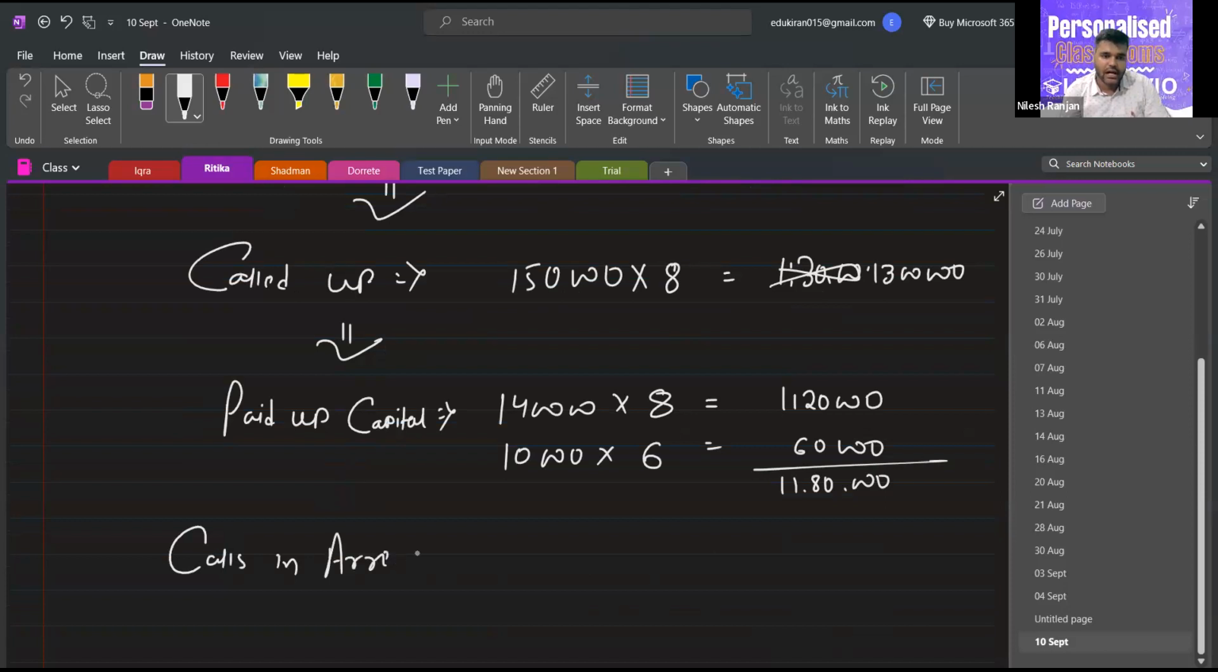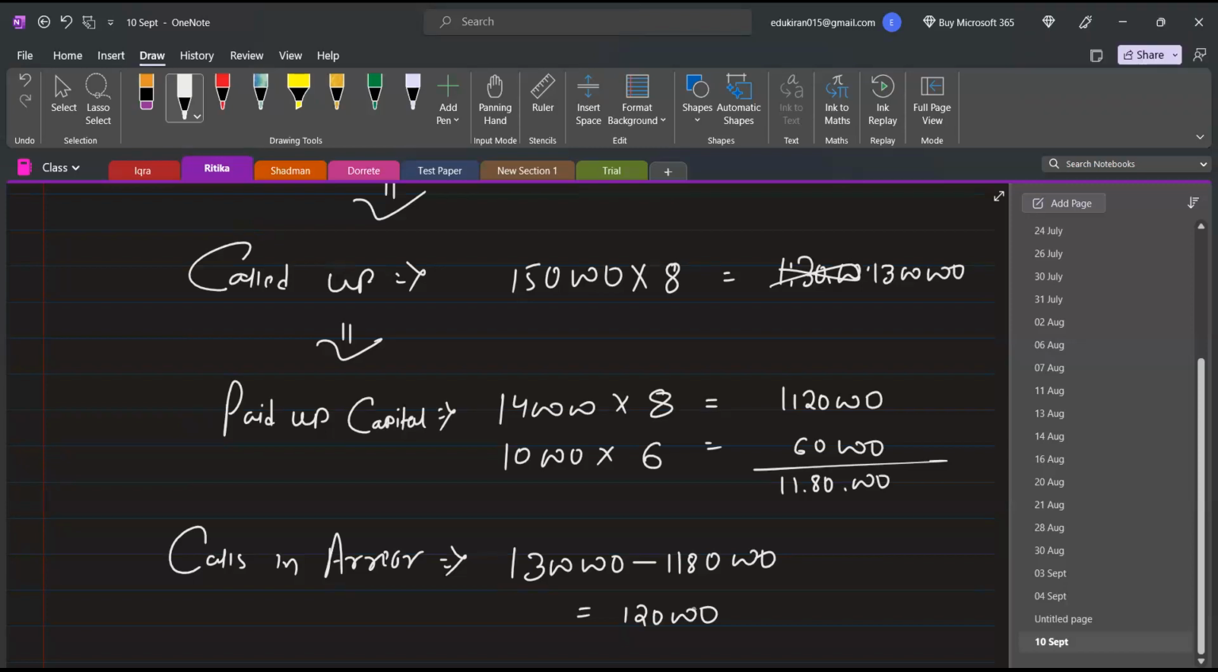Now the difference between called up and paid up amount is called calls in arrears. It means the company has asked for money, but shareholders did not pay. That's why it is called calls in arrears. So total money we have asked is 13 lakh and received is 11,80,000. So total 1,20,000 is arrears. Yes, sir. Okay.